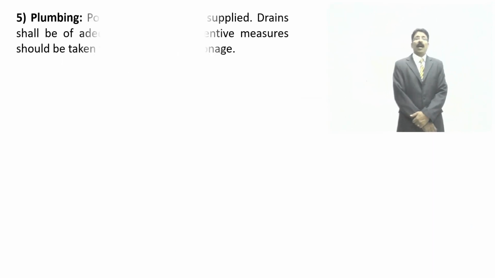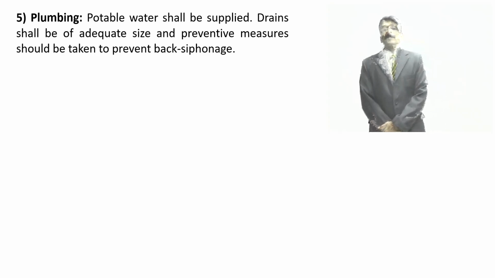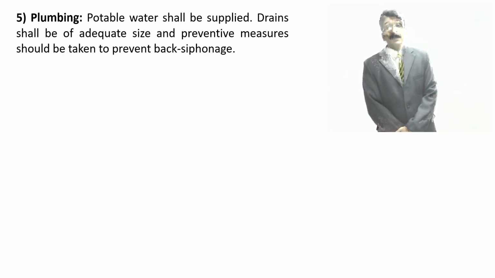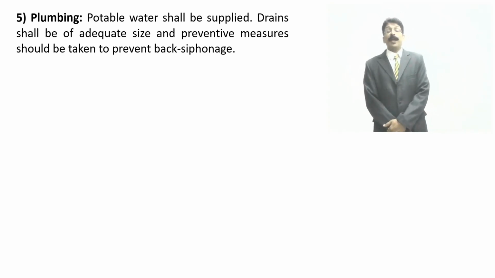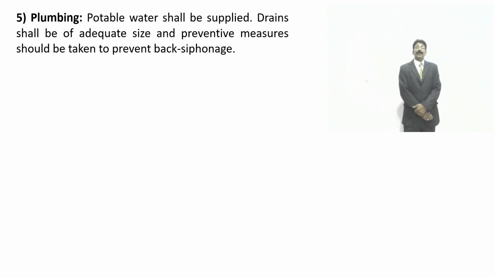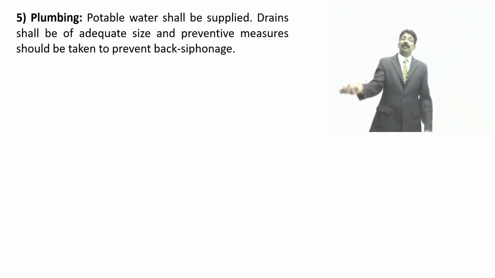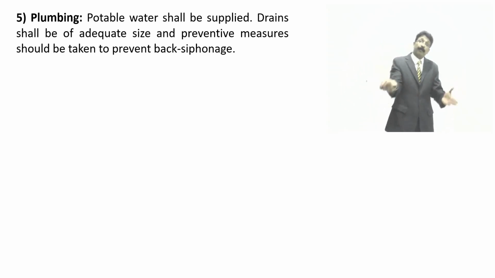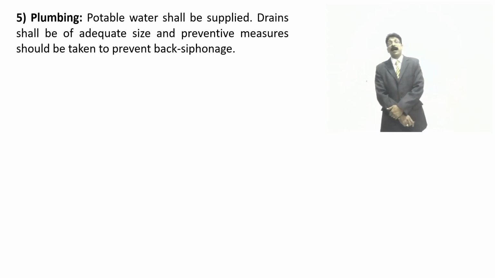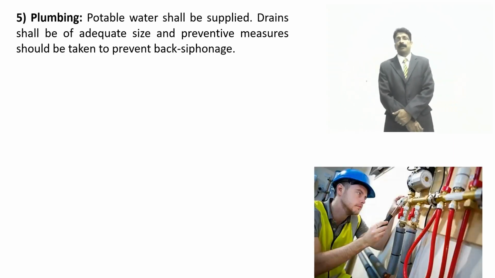And number 5, sorry, not 3. Plumbing: potable water shall be supplied. But drains shall be of adequate size and preventive measures should be taken to prevent back siphonage. That means water coming back with some dirt and microorganisms should be avoided. So plumbing plays a major role.